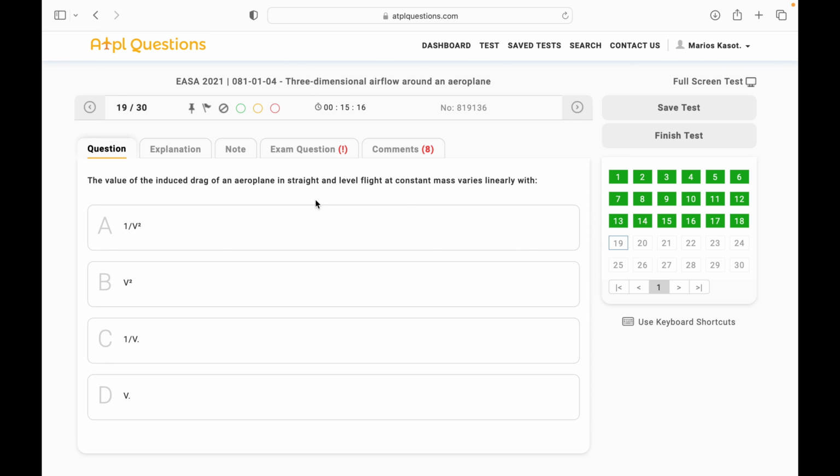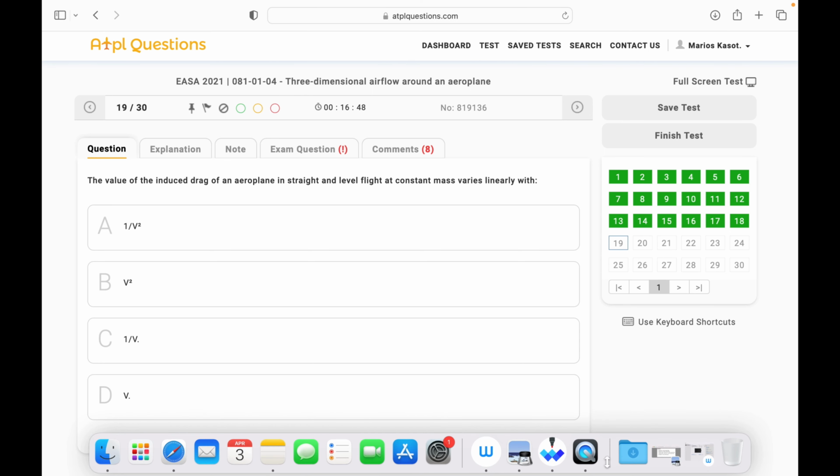The value of the induced drag of an airplane in straight and level flight at a constant mass. Excuse me. So let's get back on track. The value of the induced drag of an airplane in straight and level flight at a constant mass varies linearly with 1 divided by v squared, okay, it varies linearly.